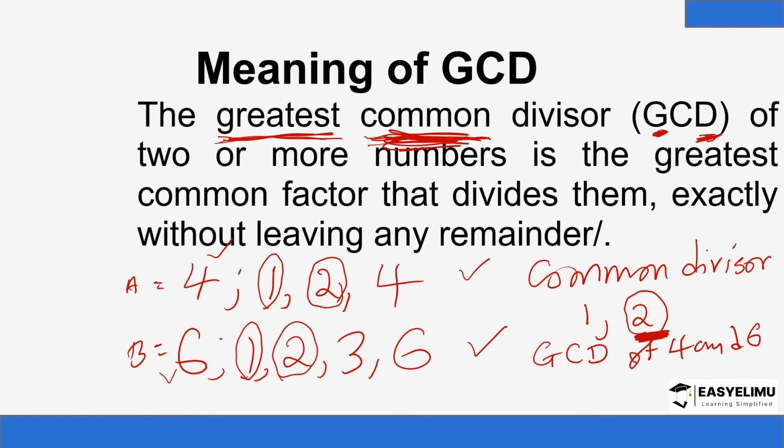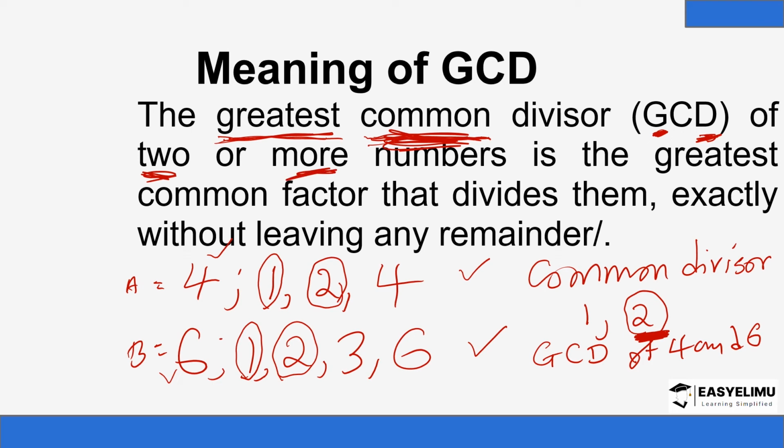You will only talk of GCD of 2 or more numbers. It cannot be 1. If it is one, it cannot be called greatest common, so it will just be a divisor. If it's just one number, you'll just be talking of a divisor or a factor of that number. But for you to talk about common, it means you must be talking about two or more numbers.